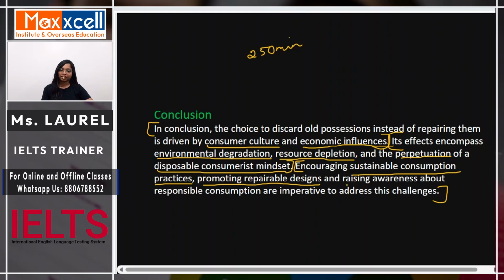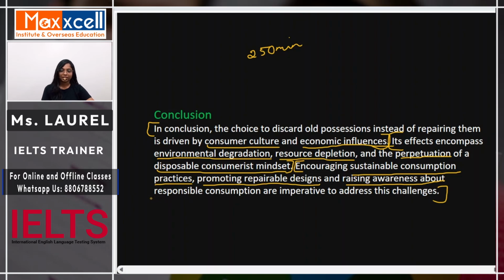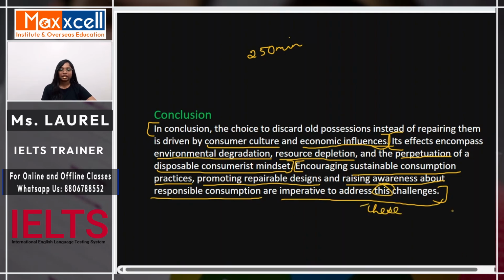And the third point here that I have used is raising awareness, which is very important. We need to make people aware of where exactly you're being affected. How is consumer culture, this trend of consumption or overconsumption affecting your health, mental health, physical health, all of these things, and obviously financial health. So raising awareness is also very important. And then to do what? Okay, to make consumption responsible, okay, are imperative. Okay, address these challenges. So this is the conclusion of our essay.